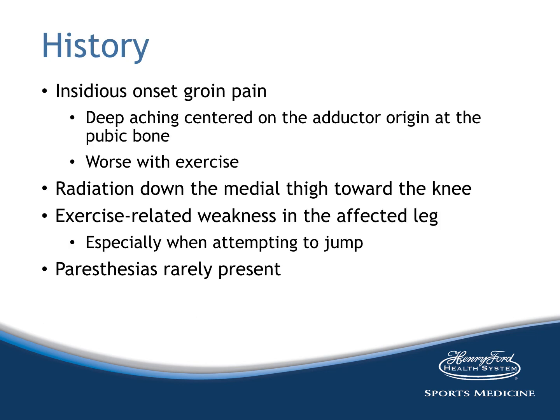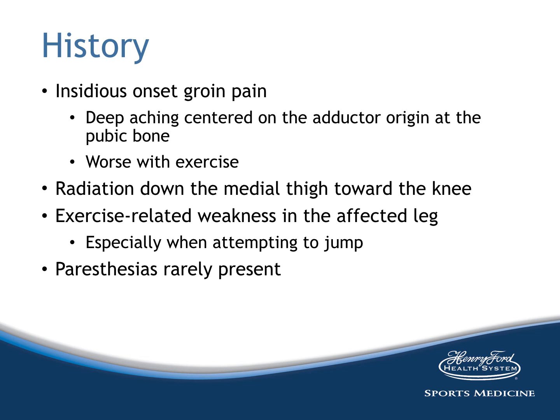Patients with obturator nerve entrapment may present with insidious onset groin pain, which is described as a deep aching pain centered on the adductor origin at the pubic bone, and it's worse with exercise. It may radiate down the medial thigh towards the knee, but rarely passes the knee. The athlete may tell you that they have weakness that is related with exercise, especially when they're attempting to jump. So the more they exercise, the weaker they become. Paresthesias are rarely present, but may be present.